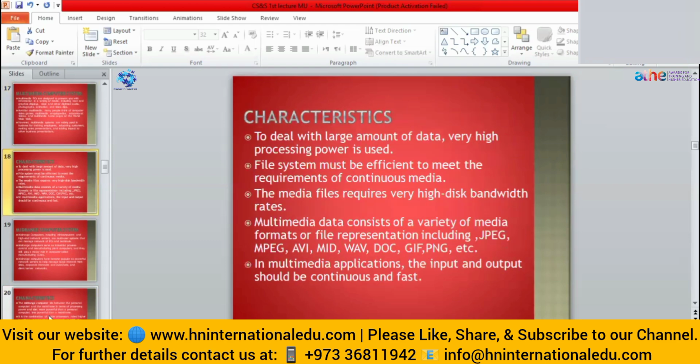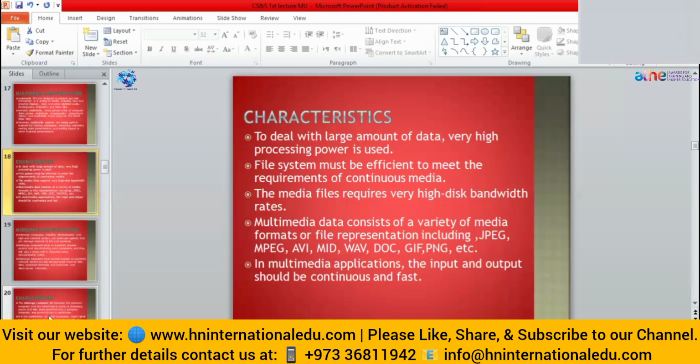To deal with a large amount of data, very high processing power is required, because as we know, high speed is required when we are dealing with videos. So the file system must be efficient to meet the requirement of continuous media, because in video, if there is a pause or delay, the quality will not be good. So media files require a very high disk bandwidth rate. Bandwidth means the transfer rate in 1 second. If the transfer rate is higher, then we can provide continuous media to our user.